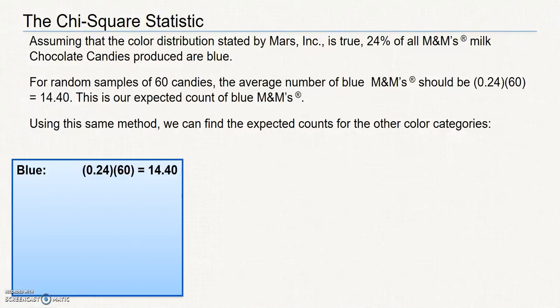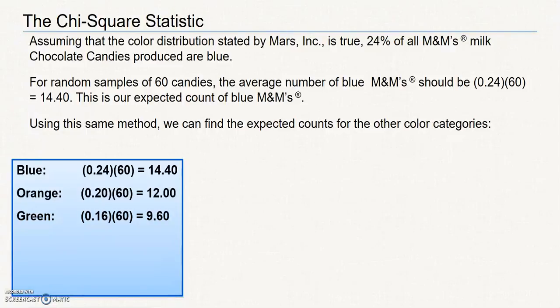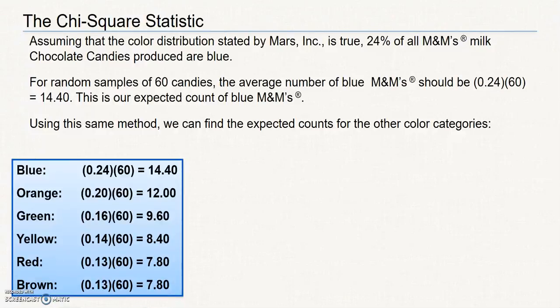If we wanted to find all of the expected counts, we could do that for each of the colors. Orange, the claim is that 20% are orange, so 0.2 times 60. The claim for green is 16%, so 0.16 times 60. Go ahead and pause and figure out the expected counts for the other three colors. Okay, you should have gotten 8.4 for yellow, 7.8 for red, and 7.8 for brown. That makes sense because red and brown had the same proportion.